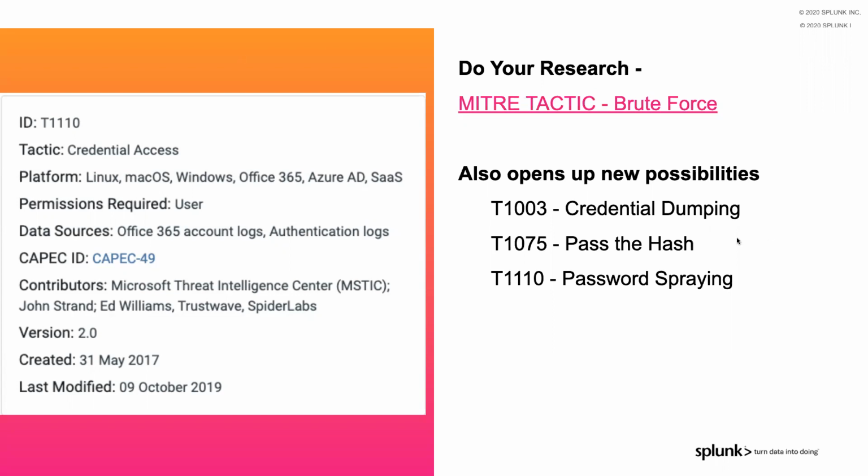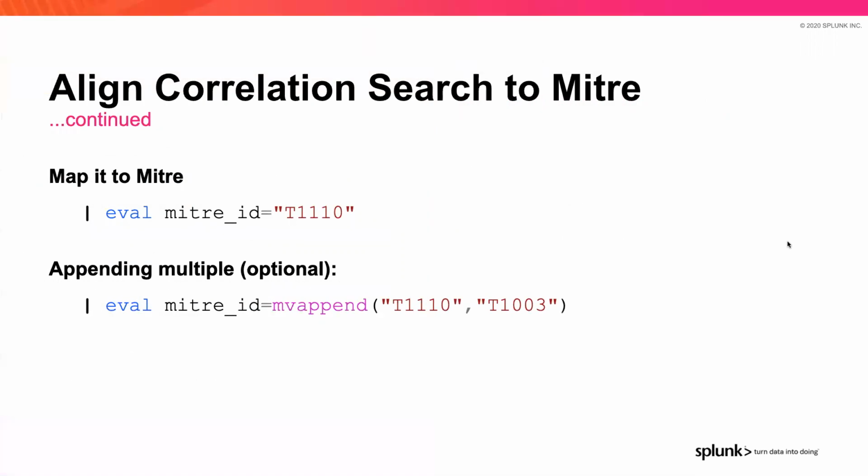So what is this magical process of aligning ourselves to MITRE? Well, it's pretty simple. It's a simple eval statement. We stack that on top of our search. We use the MITRE ID number. We can append multiple, as you see from the slide. And later on, we can use lookups to translate those IDs to friendly names of the tactics and techniques.